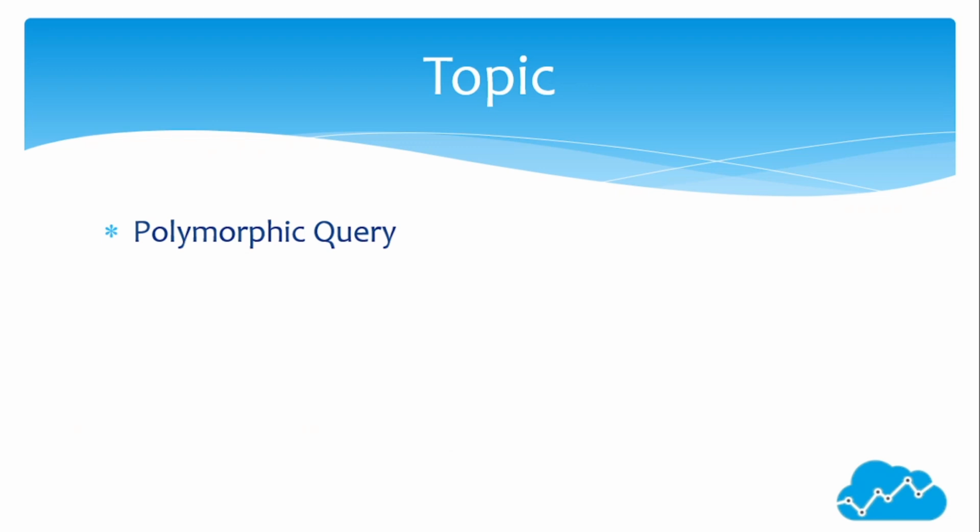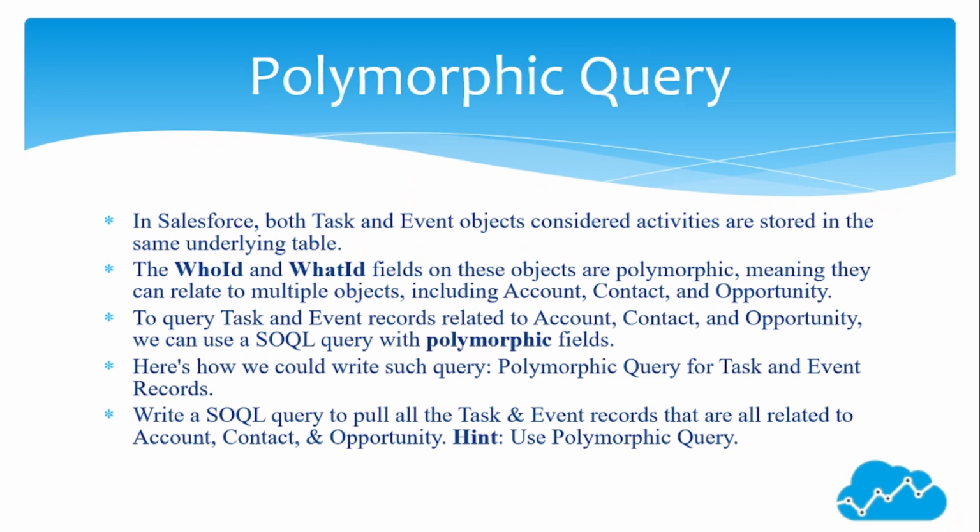The topic we are going to cover in this session is Polymorphic Query. In Salesforce, both task and event objects, considered activities, are stored in the same underlying table. The WhoId and WhatId fields on these objects are polymorphic, meaning they can relate to multiple objects including account, contact and opportunity. To query task and event records related to account, contact and opportunity, we can use a SQL query with polymorphic fields.